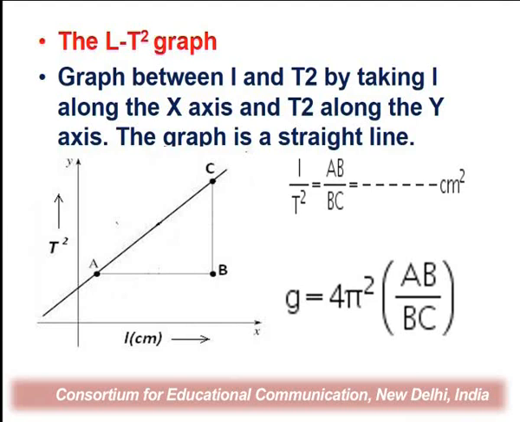So we plot a graph between L and t square, taking L along the x-axis and t square along the y-axis, and then we get a straight line graph. We take the slope of that, then we put this value of L by t square in the given formula, and it will be g is equal to 4 pi square AB by BC, that is the slope of this graph. Then we can get the acceleration due to gravity by means of the graph plot.